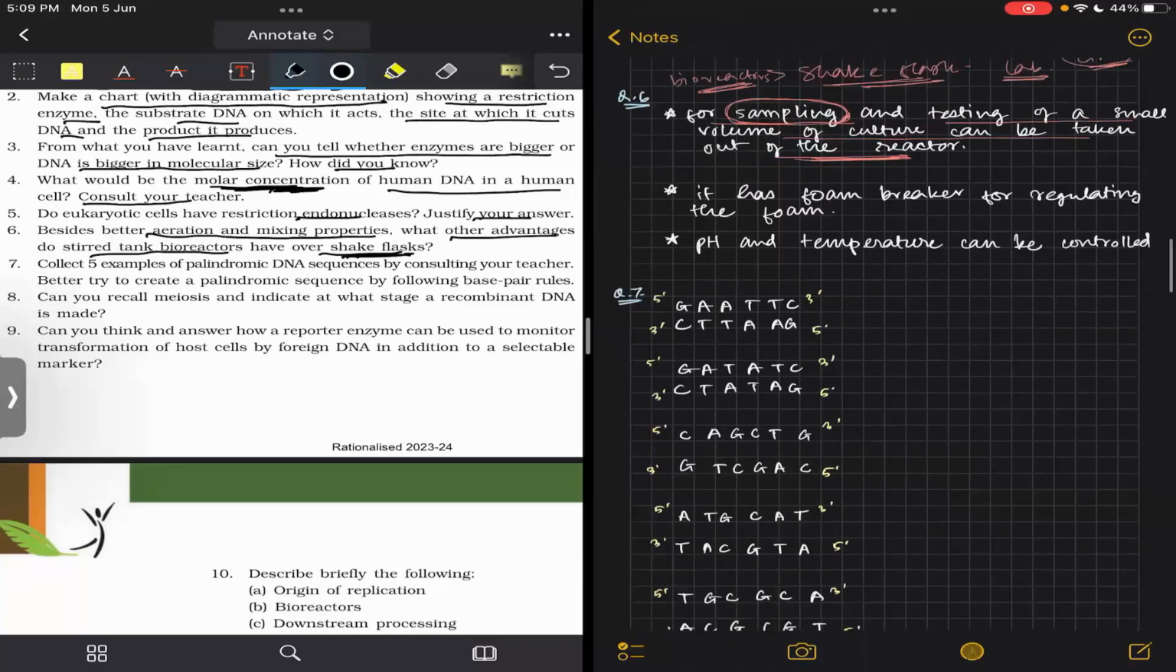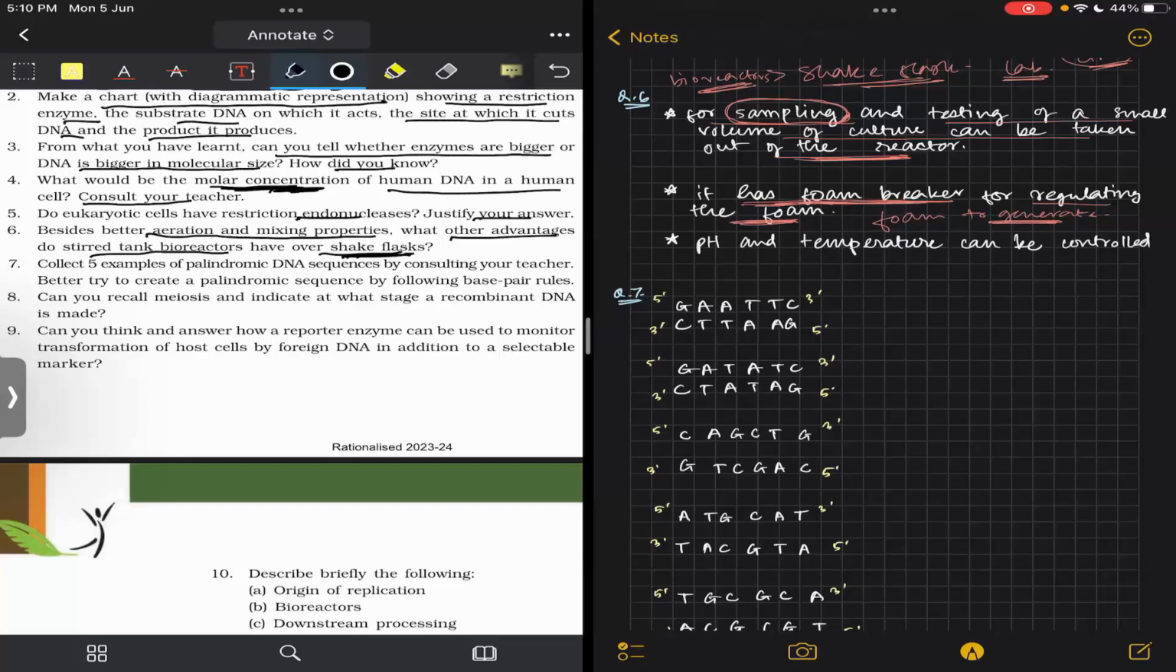Second advantage is it has foam breakers for regulating the foam. So it doesn't let foam generate, and that's why it increases the aeration.